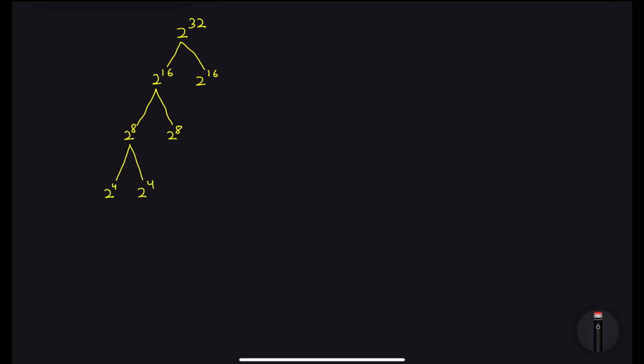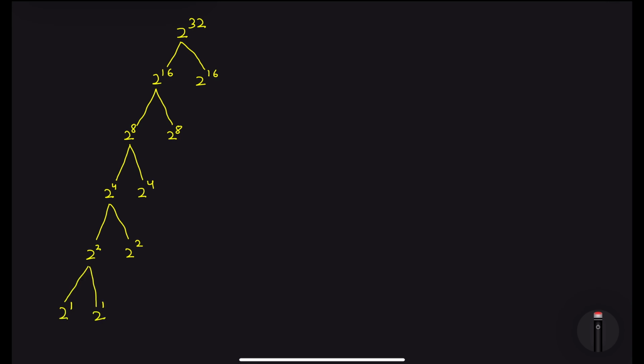Now look at the example. 2 raised to the power 32 can be written as 2 raised to the power 16 into 2 raised to the power 16. This can be further divided. 2 raised to the power 16 can be written as 2 raised to the power 8 into 2 raised to the power 8. Similarly, now we will divide this also. 2 raised to the power 8 can be written as 2 raised to the power 4 into 2 raised to the power 4. Now 2 raised to the power 4 can be written as 2 raised to the power 2 into 2 raised to the power 2.